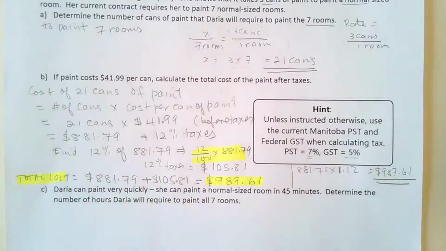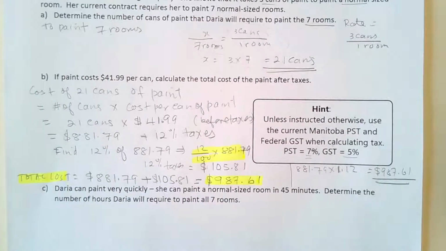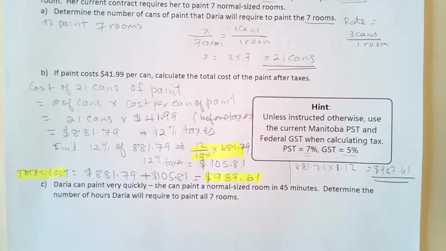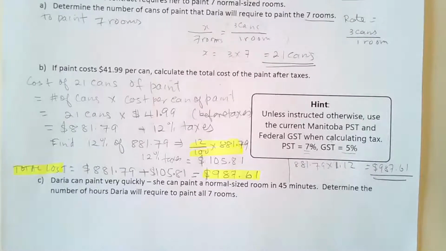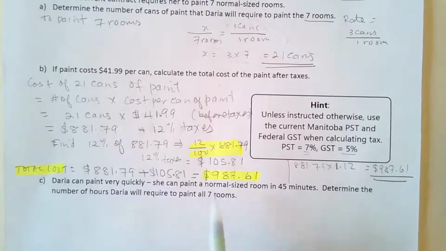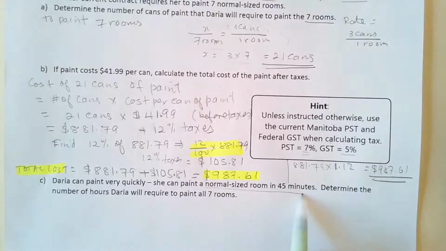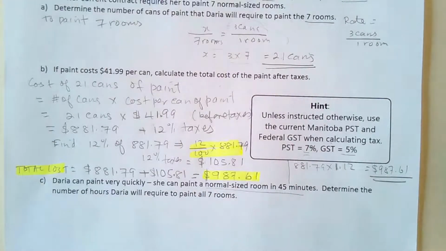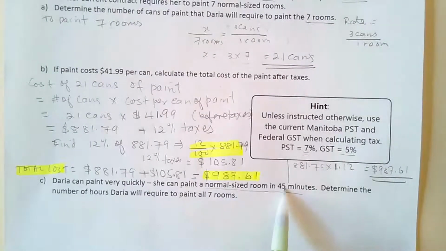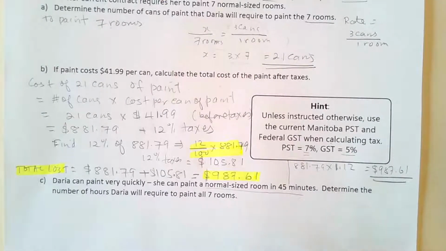They'll tell you that Daria can paint very quickly. She can paint a normal sized room in 4 to 5 minutes. Determine the number of hours Daria required to paint all 7 rooms. Our rate of painting here, can paint a normal sized room, is 4 to 5 minutes for 1 room.